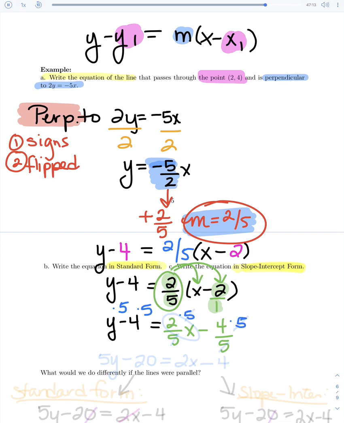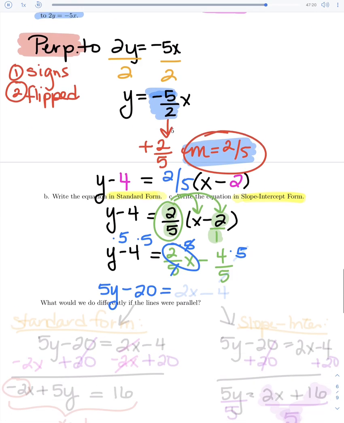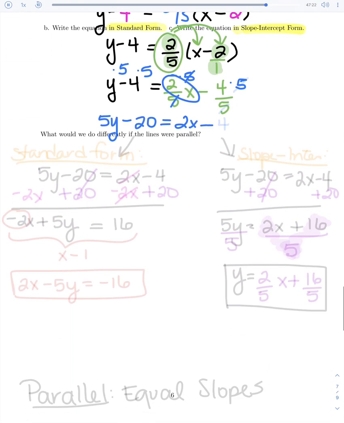So what that will do, we'll clear the fractions. We'll get 5y minus 20 on the left, but it'll clear the fractions on the right, giving us a 2x minus, canceling out the 5's again, 4. So now the question would be, which way do you want to split off to conquer first? Do you want to find the standard form, or do you want to find the slope-intercept form? Either way, I can pick up at this point, and I won't need to redo all the work I just did. So let's split them off here.